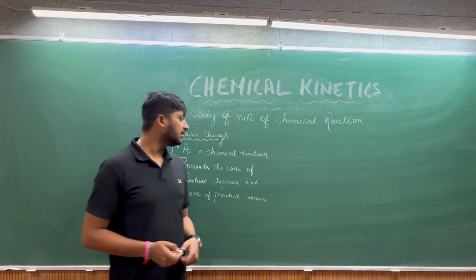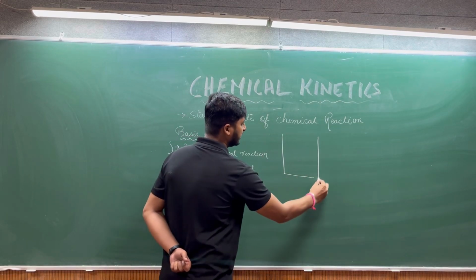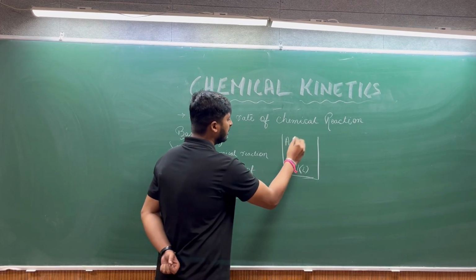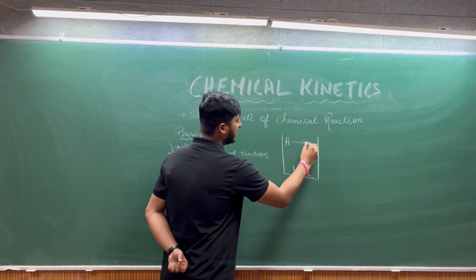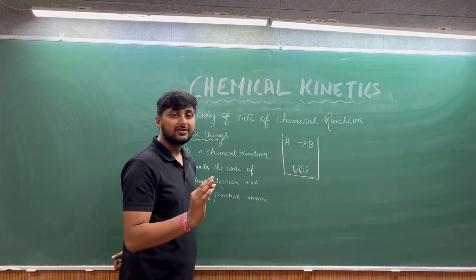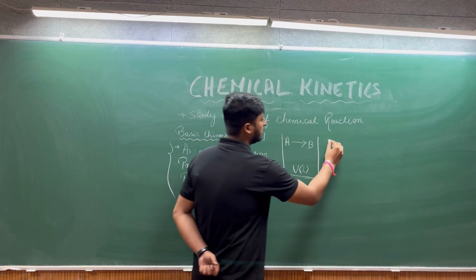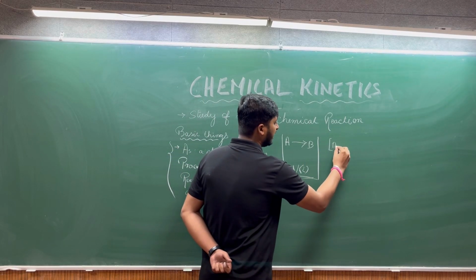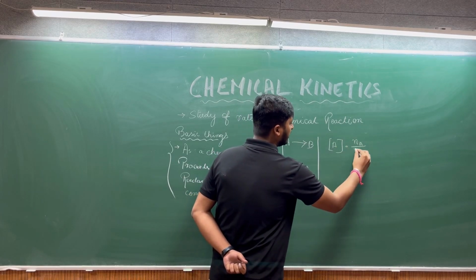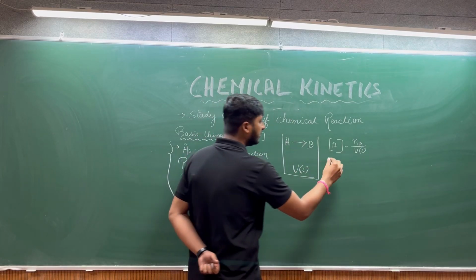Let's understand this from a very simple example. Suppose we take a vessel of volume V liter where reactant A is getting converted into product B. Now in kinetics, concentration is represented by square brackets. Concentration of A will be equal to the number of moles of A divided by the volume of the vessel in liter. This is the concentration of A, that is the reactant.